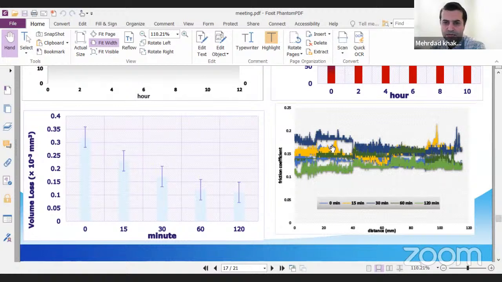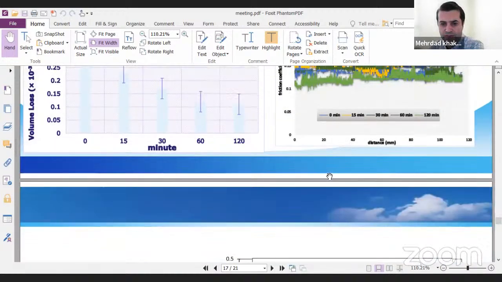Also, we measured the friction coefficient of the samples, and we saw the sample with a nanostructure surface has a minimum friction coefficient that shows that the wear resistance increased very well.